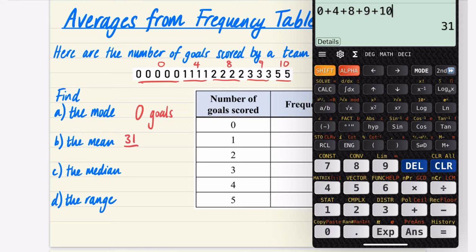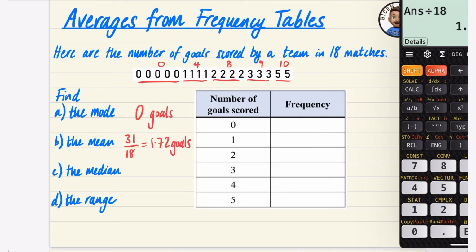And you divide it by how many numbers there are in this list. In this list, there are 18 numbers, so I'm going to do 31 divided by 18, and that is 1.72 goals. So the average is 1.72 goals.